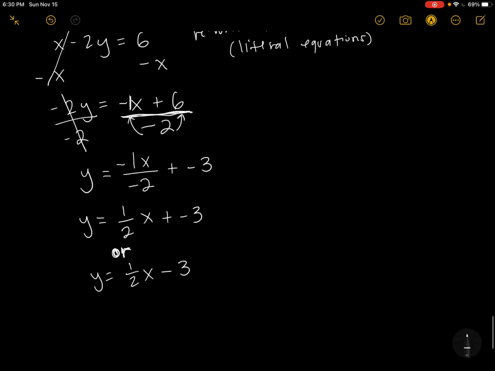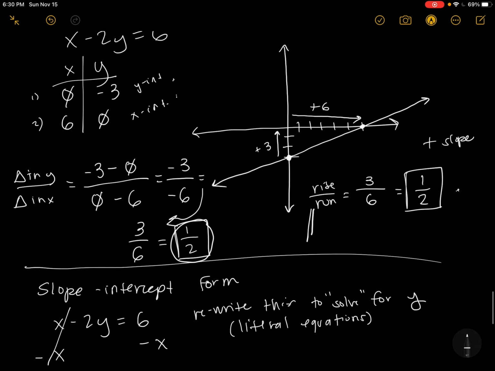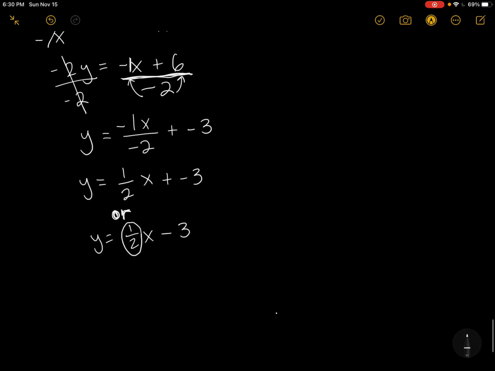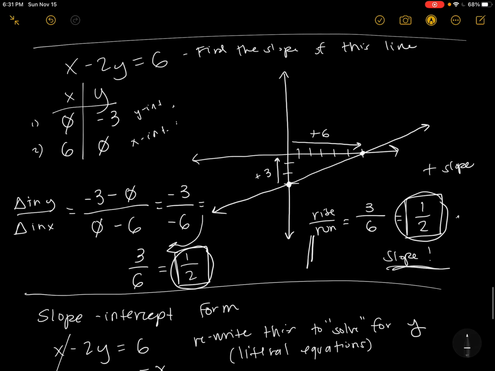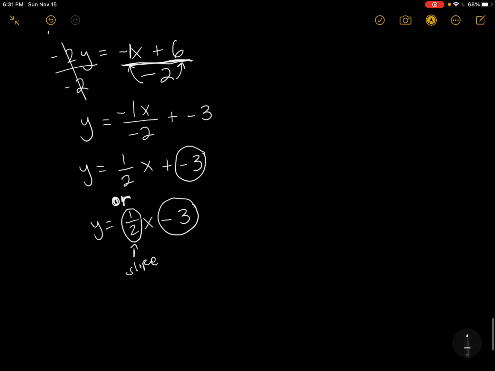Okay, but let's look at this. You see this number 1/2? What is 1/2 equal to? 1/2 is the slope, right? So the slope is right here. And how about negative 3? Do you remember what negative 3 was? If we look here, negative 3 is equal to the y value of the y-intercept.